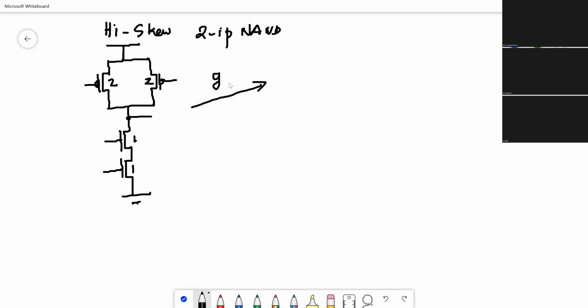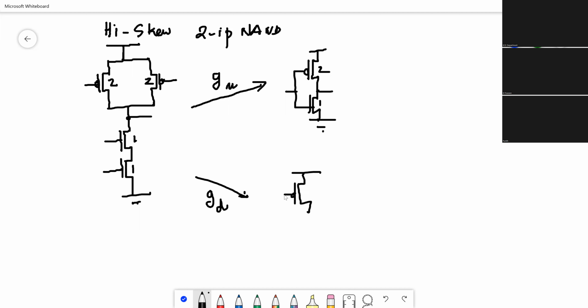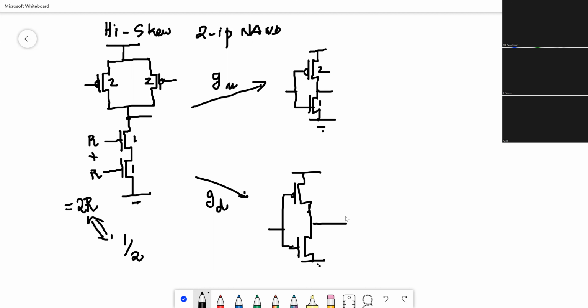Okay, so then again we calculate GU and GD. GU, very simple, it is the same inverter, which is 2 and 1. GD, this time first we have to give the size for the NMOS transistor, which is the same, 1 and 1. So 1 and 1 means this is R plus R equal to 2R. So this translates to W by L of 1 by 2, which means this is 1.